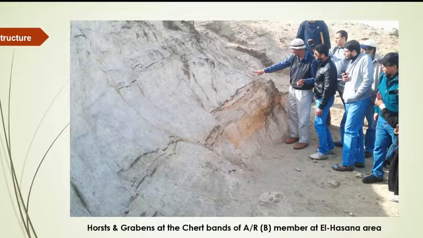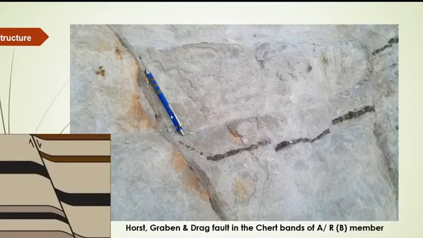There is a horst here between this and this, and there is a graben here between this and this, formed by two normal faults of opposite direction, either this normal fault and this, or this normal fault and this. And the normal faults and the movement of the beds appear clearly from these chert bands in the upper Abu Rawash B member.